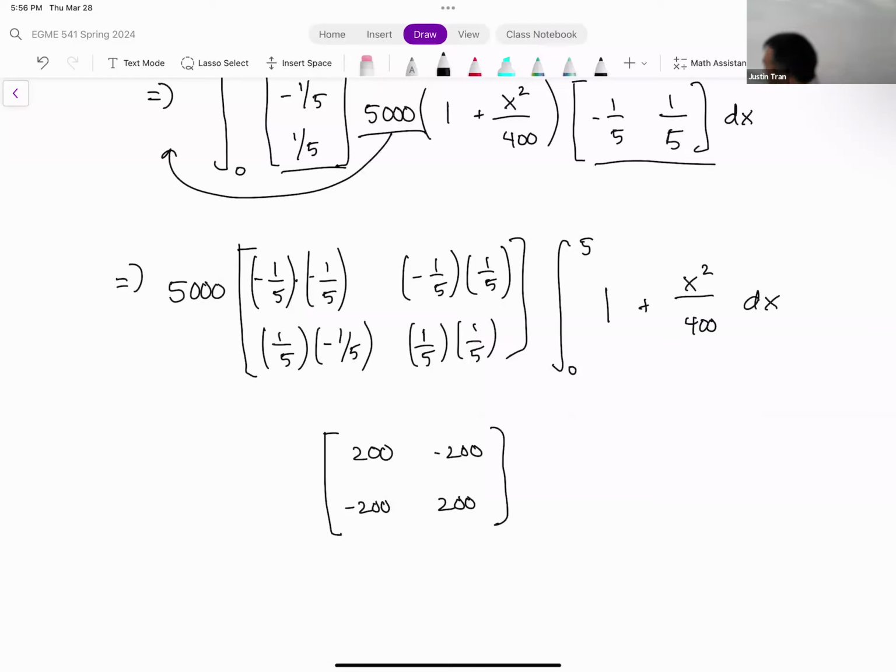Then after that, we have the integral of a relatively simple polynomial. So let's go ahead and take the integral of this. And so this would be x plus x cubed divided by 1200. And we're going to evaluate this between x equal to 0 and x equal to 5.